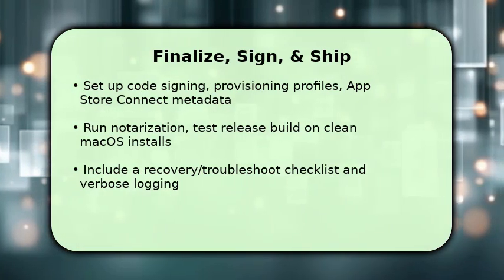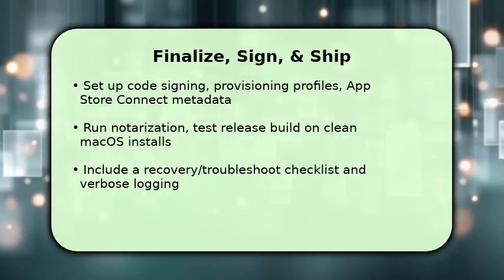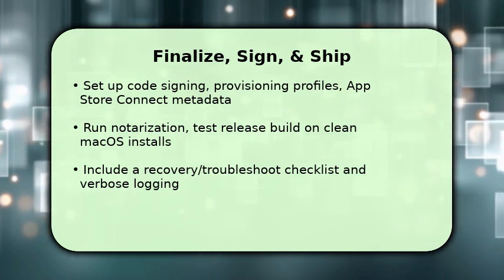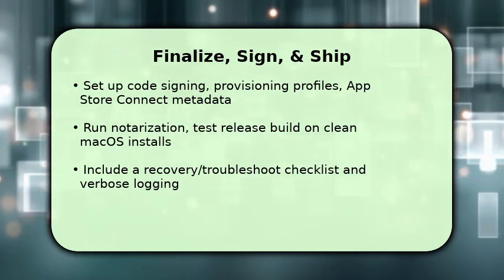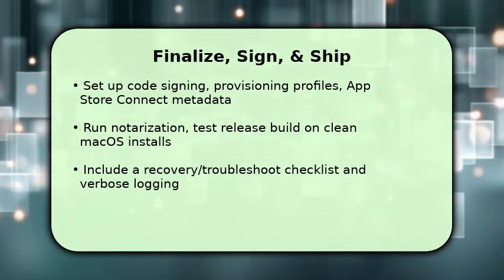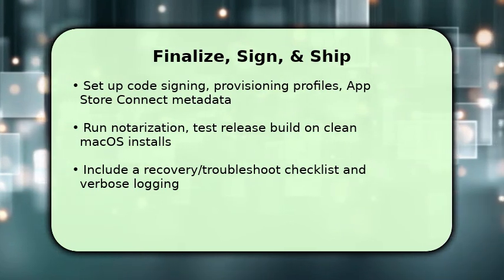You finish by preparing the release pipeline and verifying delivery. Configure code signing and provisioning profiles, increment build and version numbers, and create required App Store Connect metadata and screenshots. Build an archive, export with correct signing, then notarize the app.